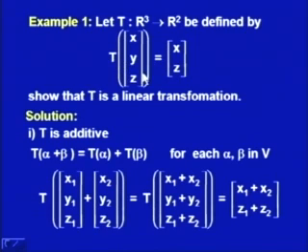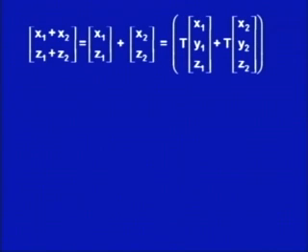Now, this transformation says that the first component will become the first component of T alpha and the third component will become the second component. So, that way T of (x1 plus x2, y1 plus y2, z1 plus z2) will become (x1 plus x2, z1 plus z2). Now, this will simplify to (x1, z1) plus (x2, z2), and by definition of the transformation T, (x1, z1) is T of (x1, y1, z1) and (x2, z2) is T of (x2, y2, z2), and that is how we have proved that T of alpha plus beta is equal to T of alpha plus T of beta, and that proves the additive property.